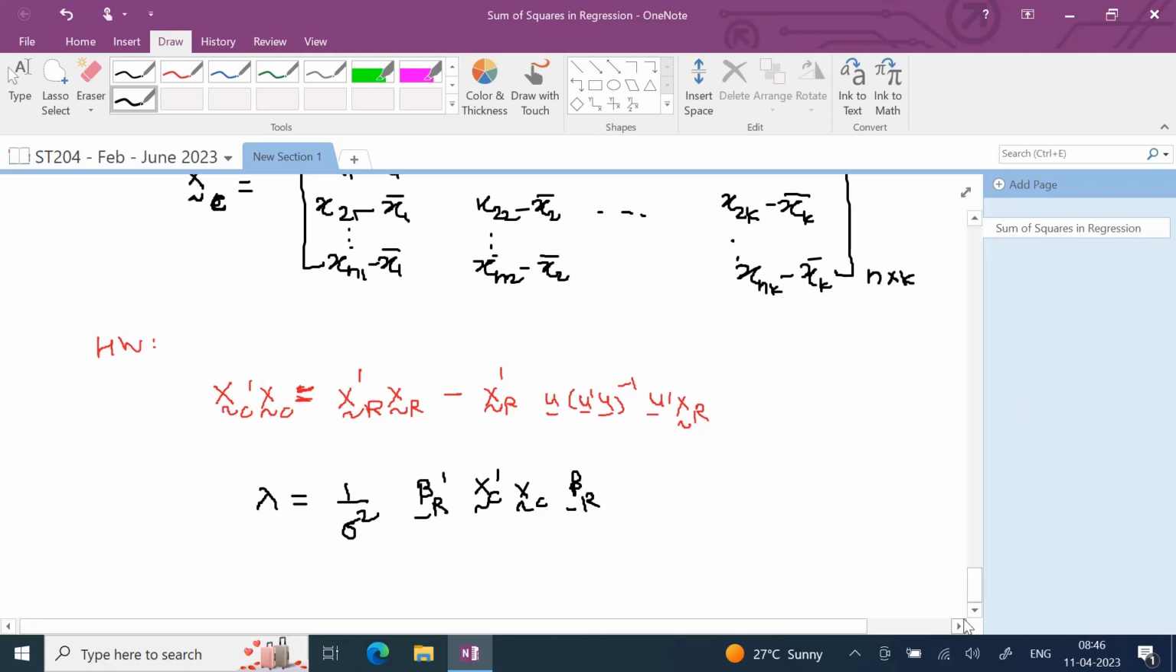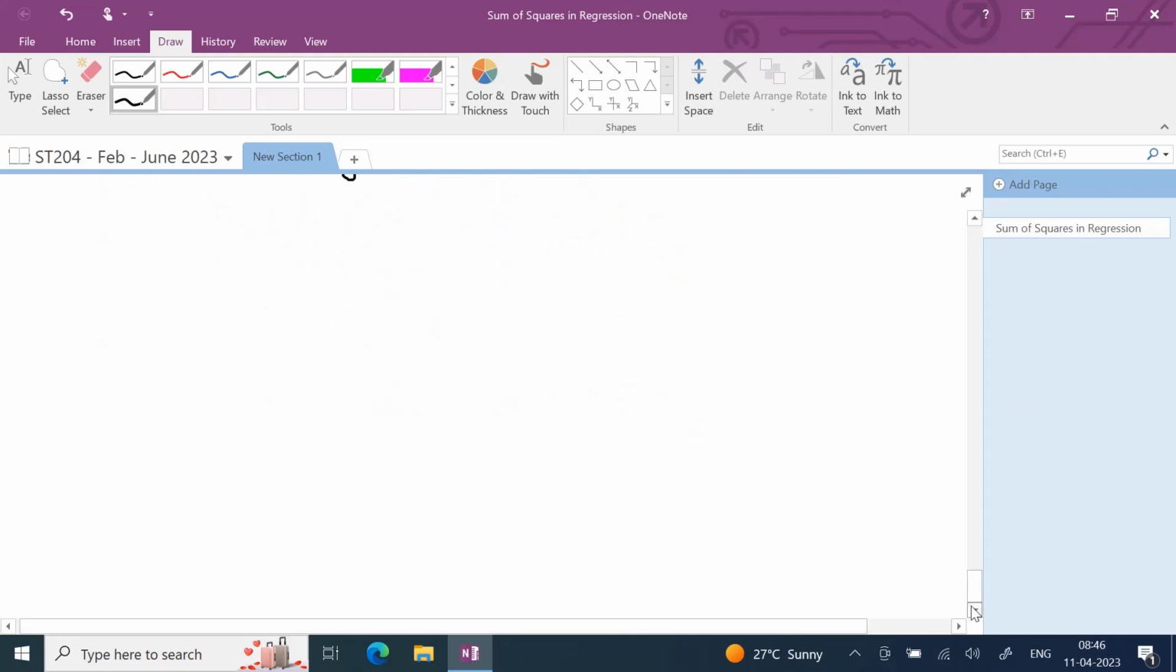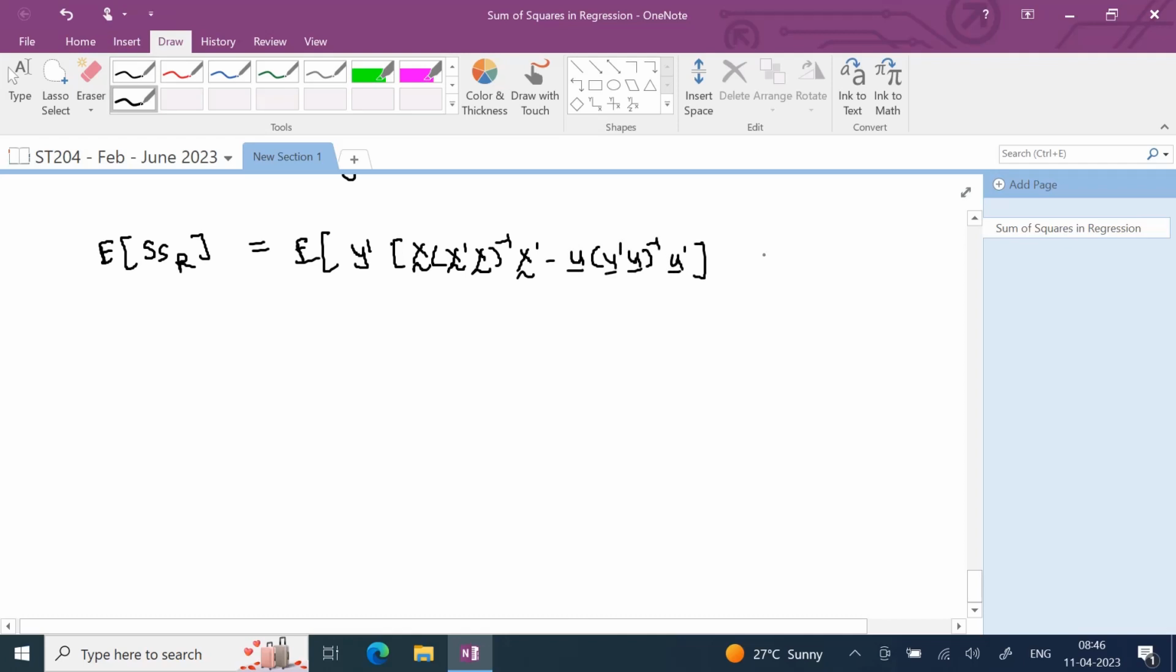We can compute the expected value for this regression sum of squares. So what is the expected value for the regression sum of squares? It will be the expected value of y prime into that big matrix. The big matrix is X(X prime X) inverse X prime minus U(U prime U) inverse U prime, into y. This was my regression sum of squares.